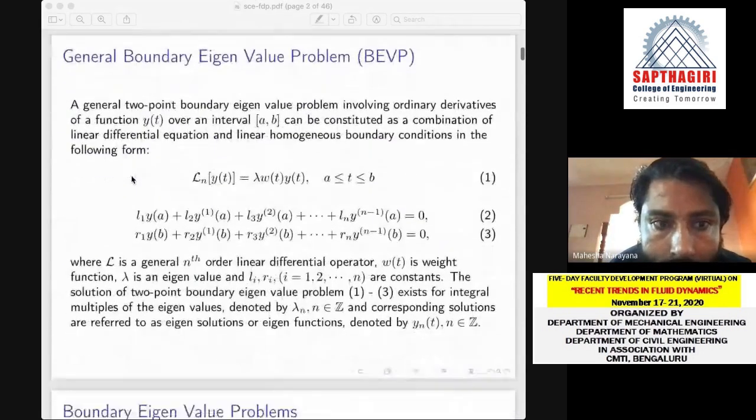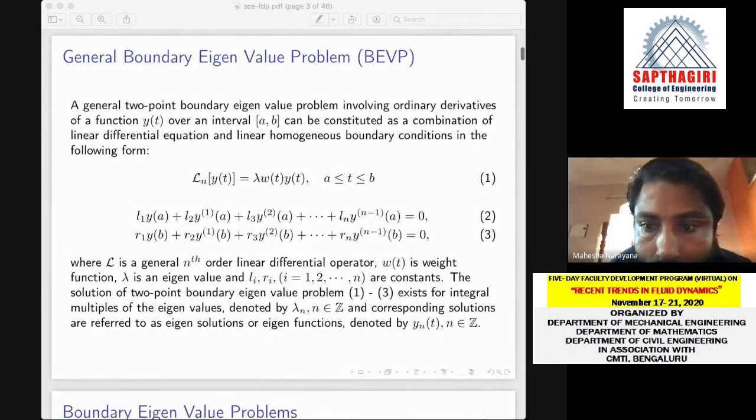So I'll start with a general 2-point boundary value problem, a 2-point boundary eigenvalue problem. You must be knowing that such a boundary eigenvalue problem consists of the differential equation together with boundary conditions, and it becomes an eigenvalue problem due to the presence of the parameter lambda. You can see that in equation 1.